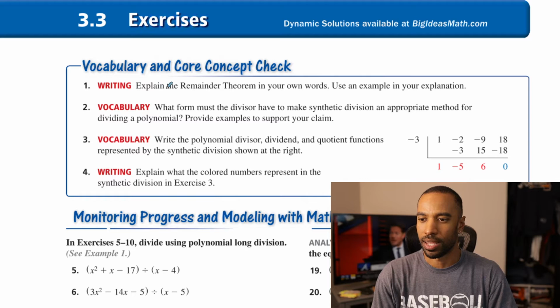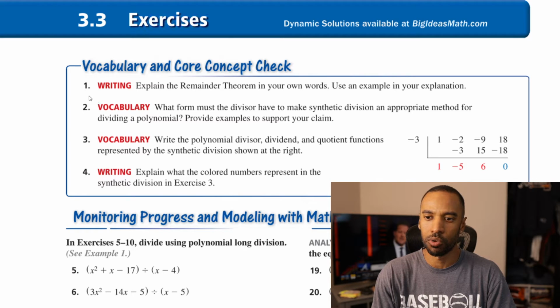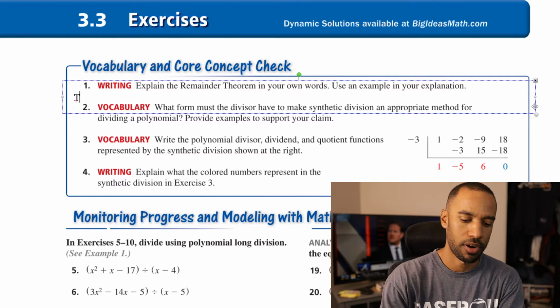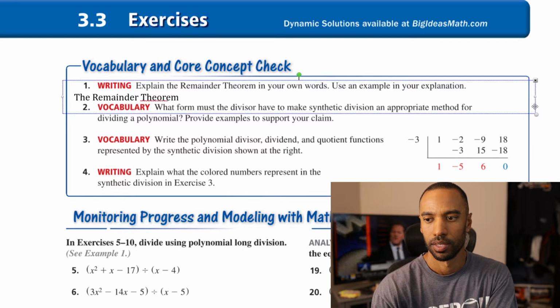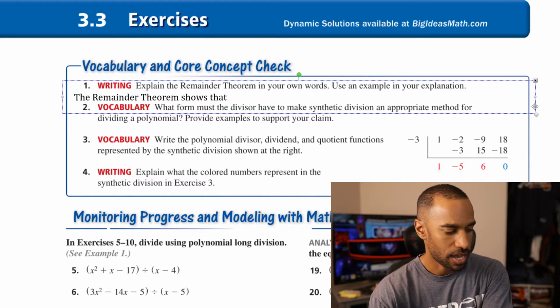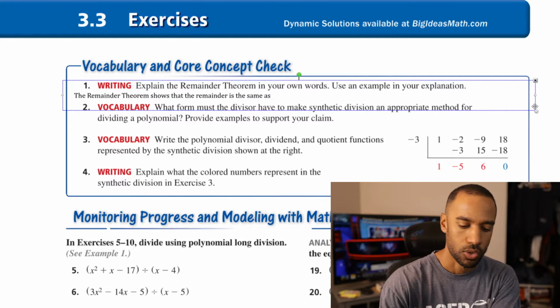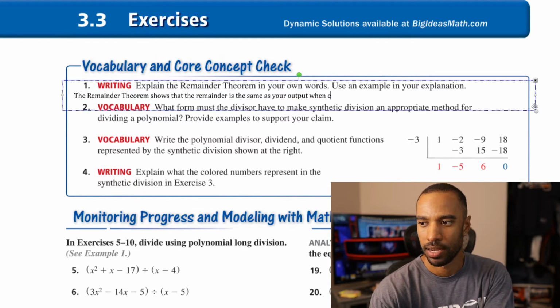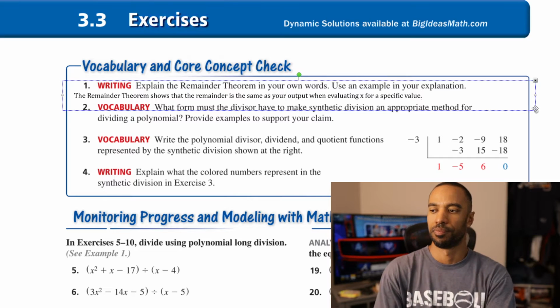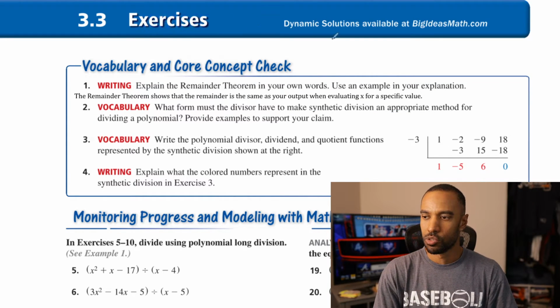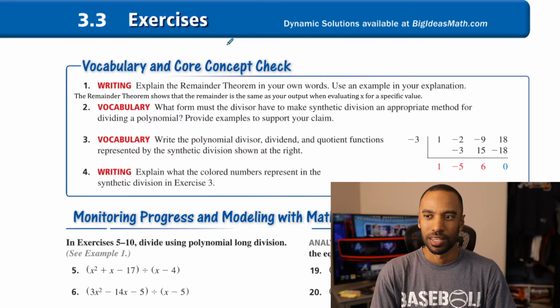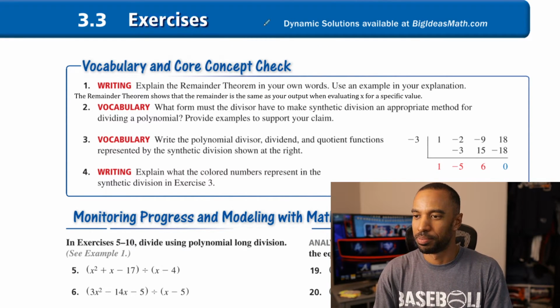All right, number 1, writing. Explain the remainder theorem in your own words. Use an example in your explanation. Well, I just kind of did, but in my own words, I could state the remainder theorem shows that the remainder is the same as your output when evaluating x for a specific value. So the example, use an example in your explanation. I don't know how deep I want to get into this thing. I'll do a short one.